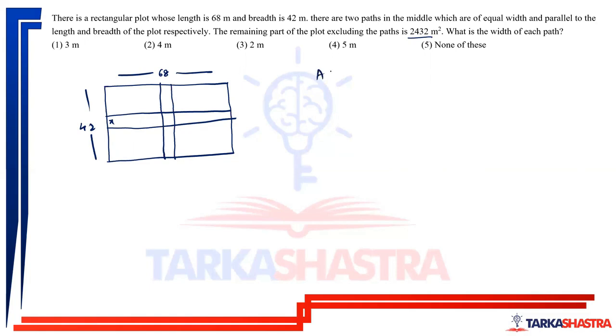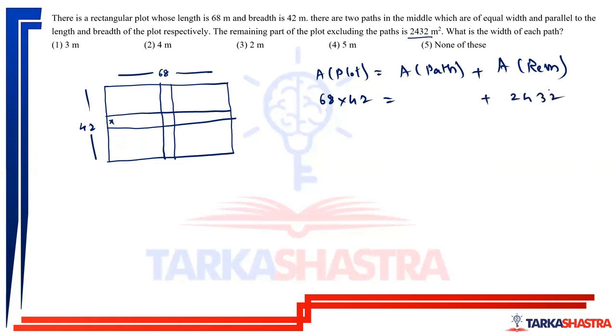Now, area of the plot will be equal to area of the path plus area remaining. Area of the plot, we know that it is 68 into 42. Area of the path, we can find out. From that, we will get the value of x. And plus area remaining is 2432. This we already know. Now, area of the path is an interesting thing.